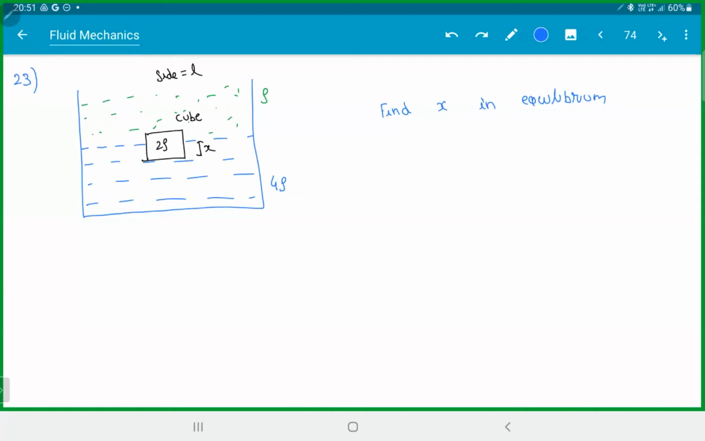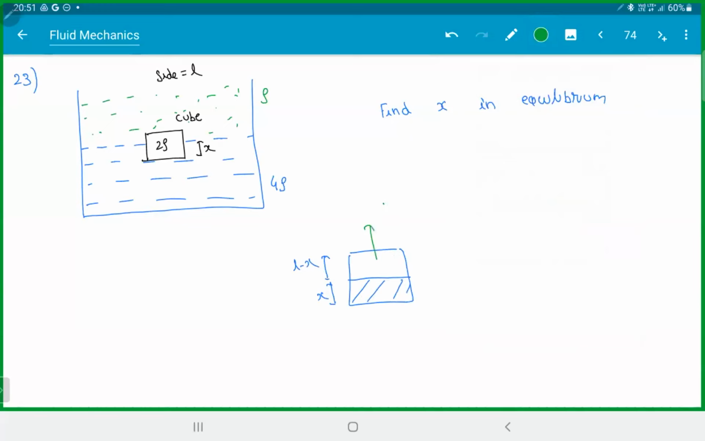Two L by 3. You get a good number, right? L by 3. Okay. See now, if you draw the free body diagram, this is one liquid here. Let's say this is X. This is L minus X. So there are two buoyant forces.